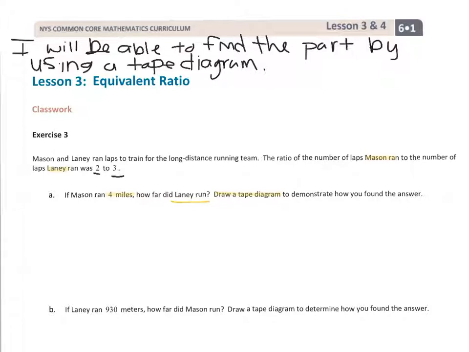So I'm going to first start off by writing my original ratio. My original ratio was 2 to 3, but I need to label that ratio, so I'm going to put M for Mason, and I'm going to put L for Lanny, and that's going to equal that ratio of 2 to 3. So we're going to write 2 to 3. I'm now going to show that using a tape diagram. So I'm going to have my tape diagram broken up into 2 parts for Mason, and Lanny is going to be 3.